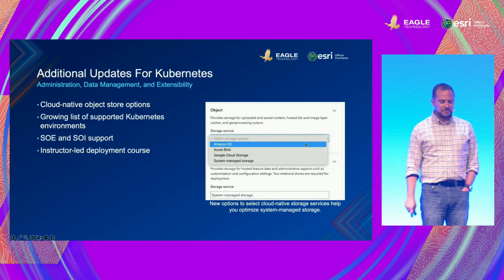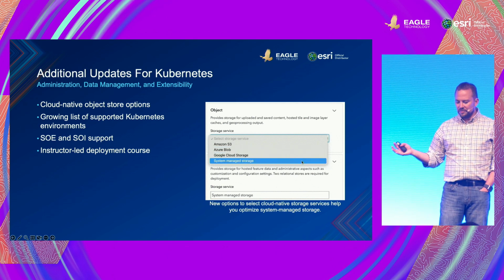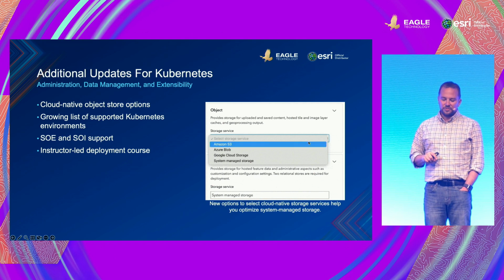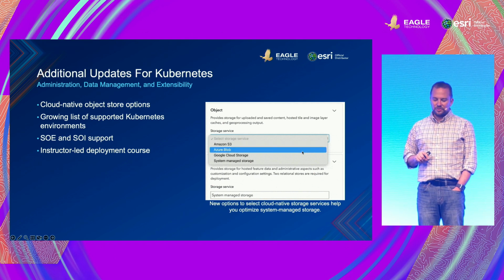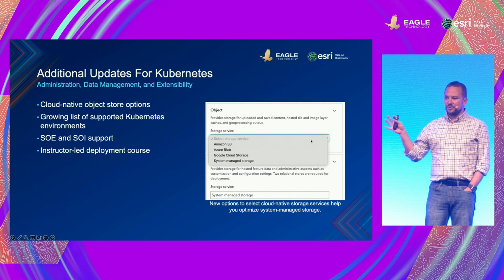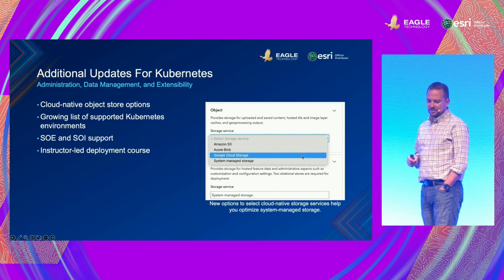Some other things that we've done on the Kubernetes side is getting more into feature parity with Windows and Linux. There's some things that we didn't have support for within Kubernetes that we now do. Cloud Native Object Store is on the administrative side, but SOE and SOI support. These are some of those kinds of extensions you can create.